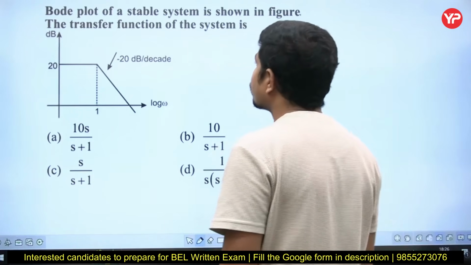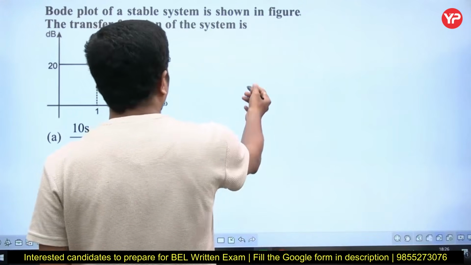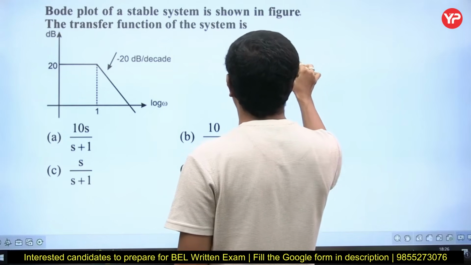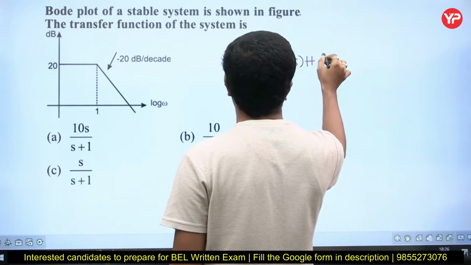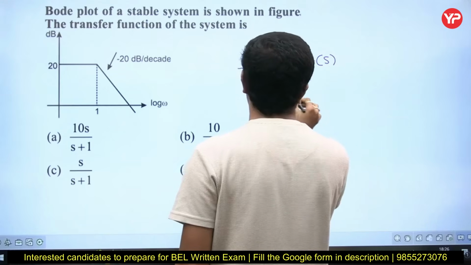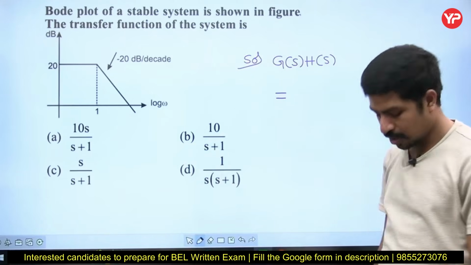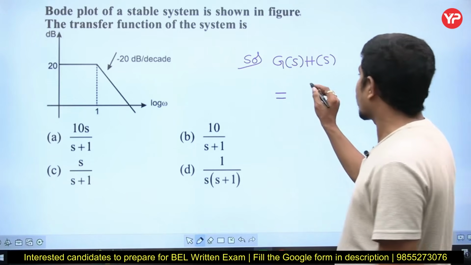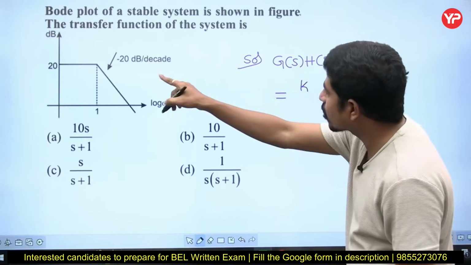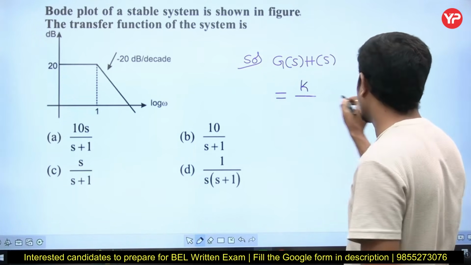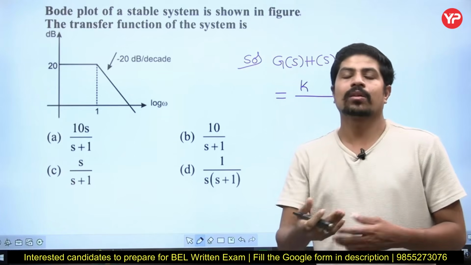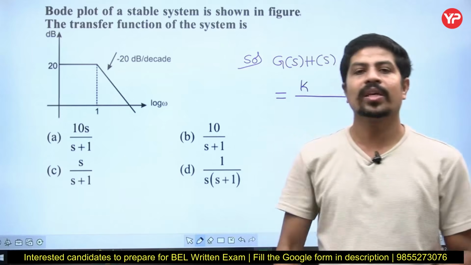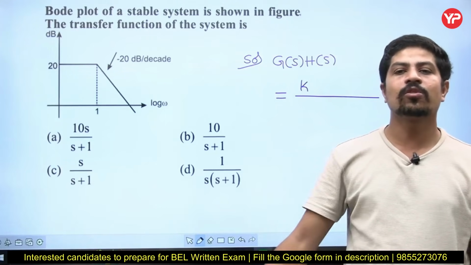Observe here. First of all, the open loop transfer function we get from the Bode plot. That is G(s)H(s) is equal to K. Initial slope is how much? 0. Therefore, there is no pole, no zero in the transfer function. Initial slope of the Bode plot is 0, which means it's a straight line.